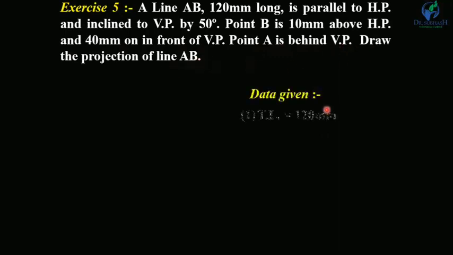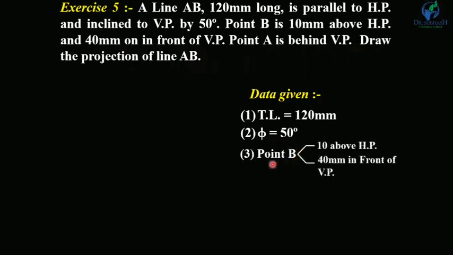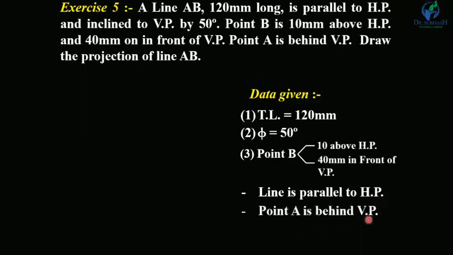So first of all, given data: true length is equal to 120 mm. Phi, the inclination of the line with VP, is 50 degrees. Point B is 10 mm above HP, 40 mm in front of VP. The line is parallel to HP. Point A is behind VP. So point B is in the first quadrant.